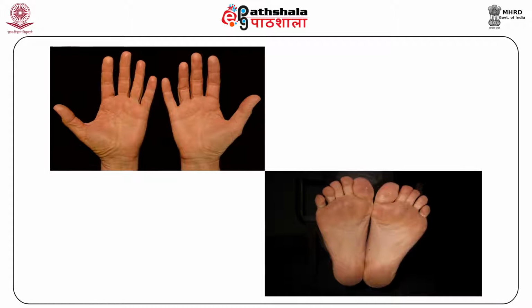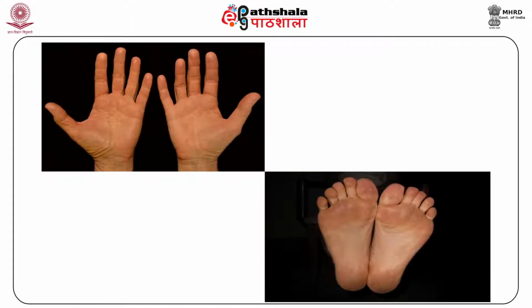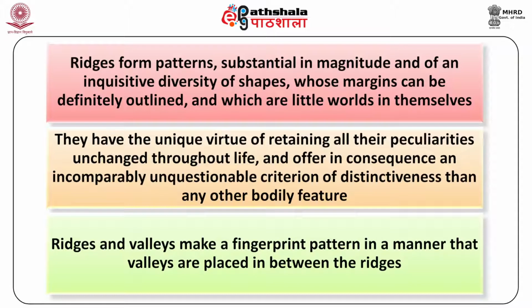They are known as friction ridge skin, as skin on these areas of the body is different from that covering the rest of your body. It mainly helps us to grip things. We will observe that the ridges form patterns substantial in magnitude and of an exquisite diversity of shapes, whose margins can be definitely outlined and which are little worlds in themselves. They have the unique virtue of retaining all their peculiarities unchanged throughout life and offer in consequence an incomparably unquestionable criterion of distinctiveness than any other bodily feature.